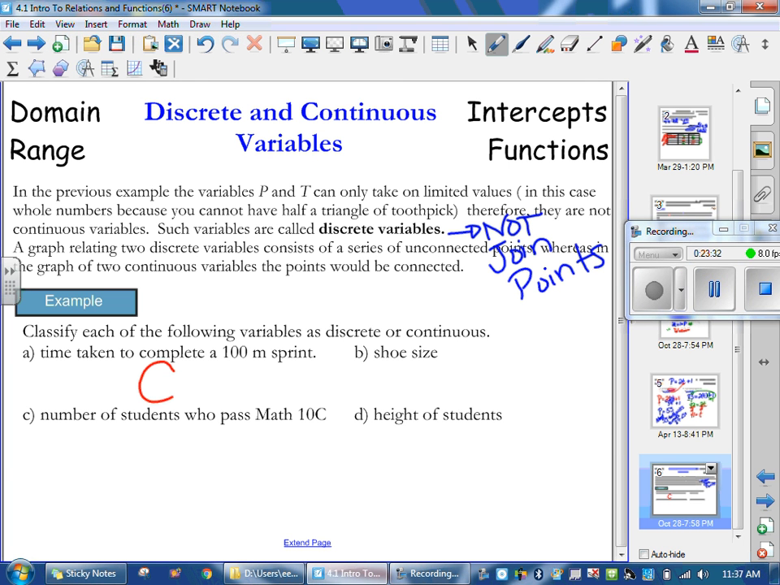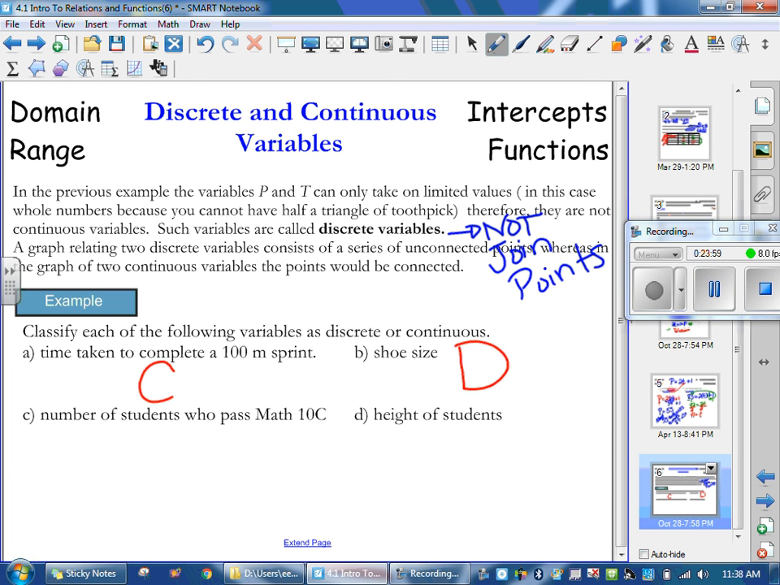What about your shoe size? Can you buy a 6.75 shoe size? Can you buy 8.9 shoe size? No. They're only in exact sizes or half sizes, that's it. And if you're in European sizes, they don't even do half sizes. So this is considered to be a discrete variable. You would not join the points there.